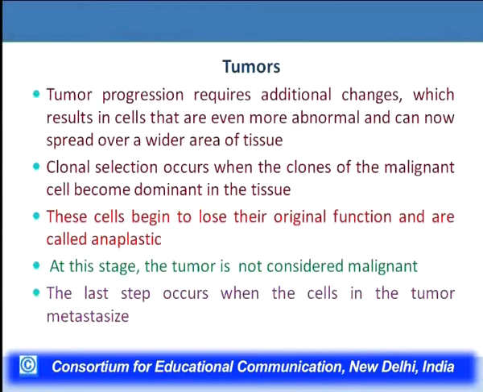Now, the progression of the tumor after the dysplasia event requires additional changes, and these can only occur when there are additional mutations in the cell, leading to formation of cells which are even more abnormal than the starting cell. And after this occurs, there is a clonal selection. That means the cells which have accumulated a large number of mutations divide rapidly, and the clones of those particular cells become malignant and become dominant in that particular tissue. That means that tissue has a large number of cells which have a large number of mutations.